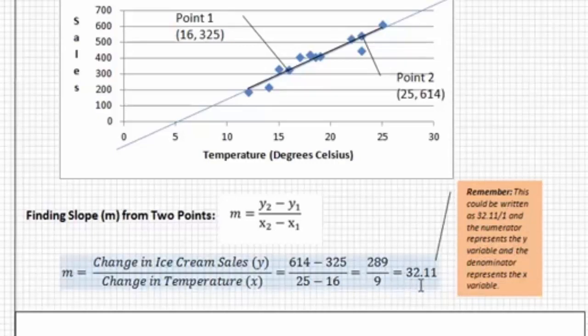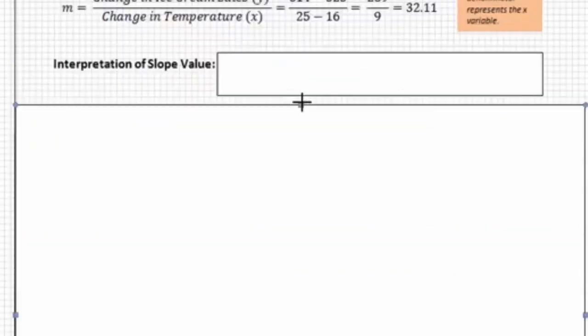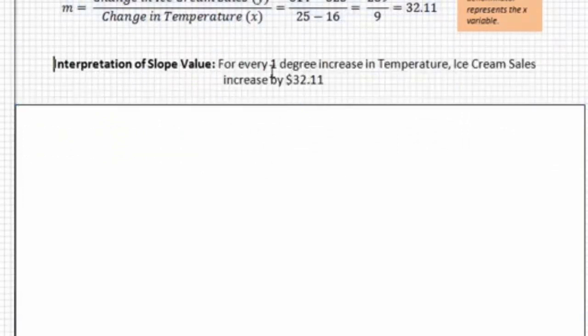Anytime you don't see a denominator, it's always 1, and that denominator is going to represent the x variable. That's going to help us interpret this in the context of the story problem. So, if we're trying to figure out what this means, then I would say that for every 1 degree increase in temperature, because temperature is our denominator, and since there is no denominator, we can always imagine a 1 to be there. For every 1 degree increase in temperature, ice cream sales increase by $32.11, because that would be our numerator value, and our numerator is the change in ice cream sales.